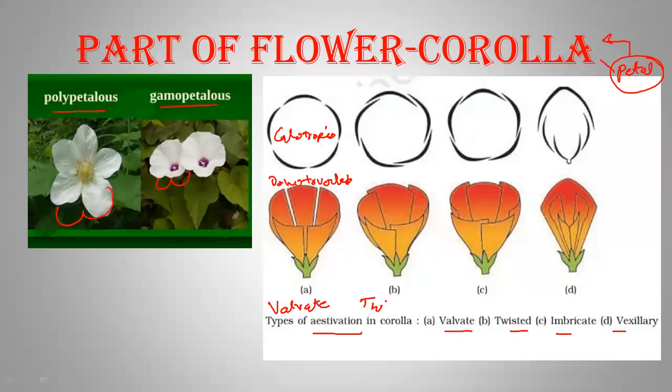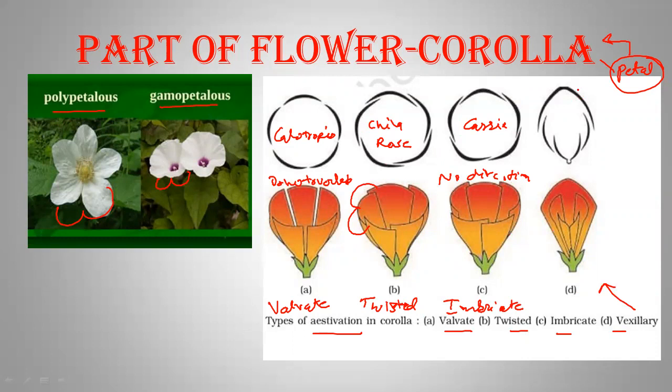Next is twisted. In twisted, petals overlap each other but in a particular direction. Example is China rose. Next is imbricate. In imbricate, petals overlap each other but not in a particular direction. Example is cassia. Fourth is vexillary.